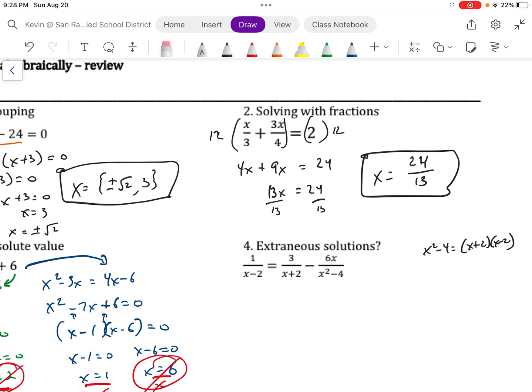So we're going to go through and multiply both sides by x squared minus 4, all of this, times x squared minus 4. So let's think about that. This is x squared minus 4, which is the same as x plus 2 times x minus 2. So for this first fraction here, the x minus 2 is canceling out here and here, right? So what that leaves me with is x plus 2 times 1. So this is x plus 2.